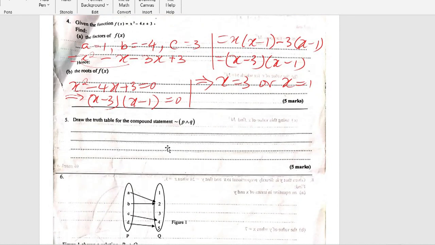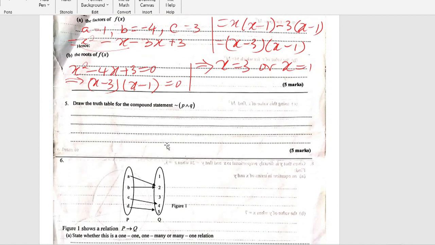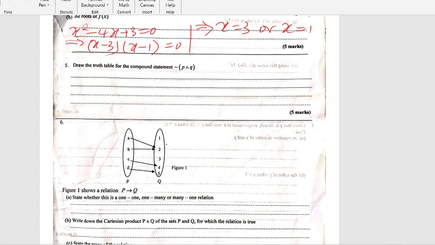Now, question 5 says, draw the truth table for the compound statement. In this compound statement, this symbol here means negation, and P and Q. Now, the first thing to draw the truth table, we have the possibilities. The first statement P, the second Q. Either the first statement is true, second true; true, false; false, true; false, false.